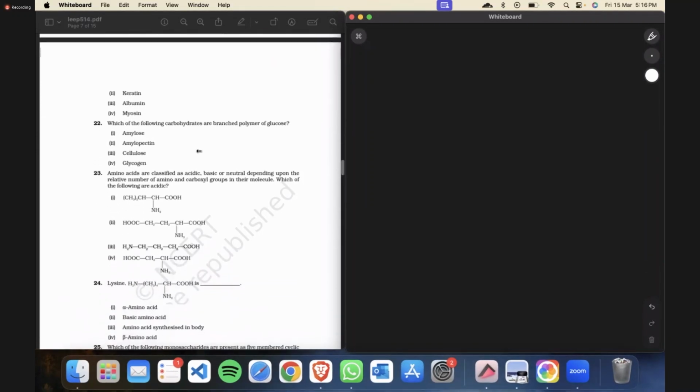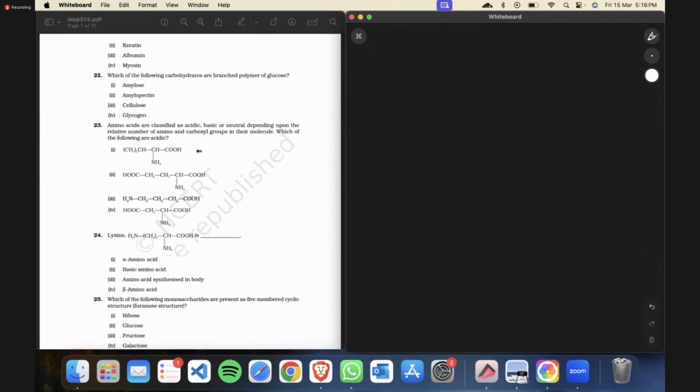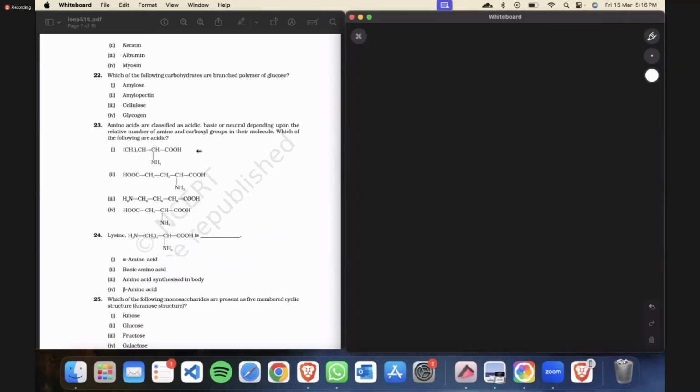Now, which of the following carbohydrates are branched polymers of glucose? Option A is correct. Amylose is not. Amylopectin and glycogen, these two are the branched polymers of glucose. So amylopectin and glycogen are the correct options. Now, next up is question number 23.